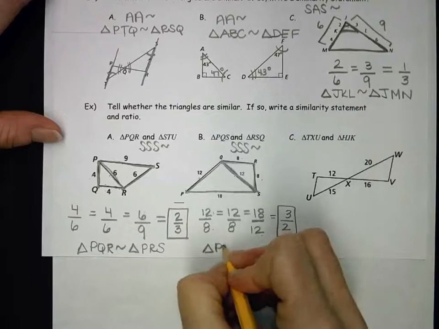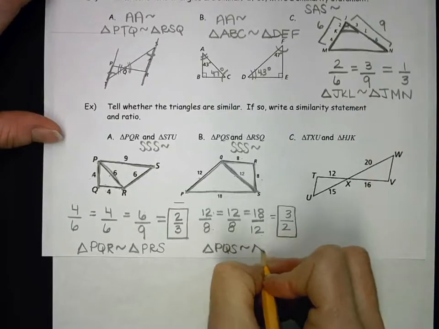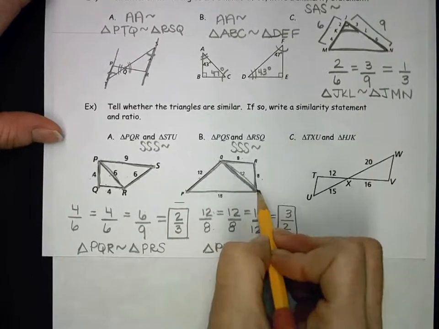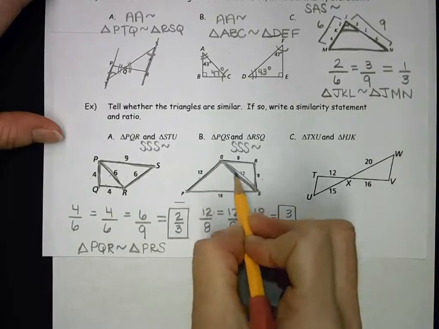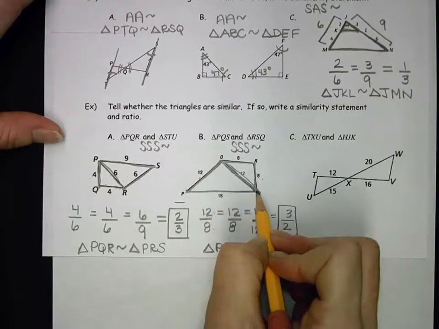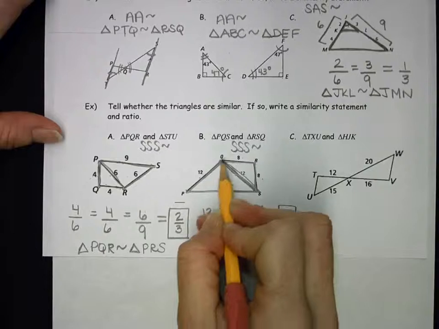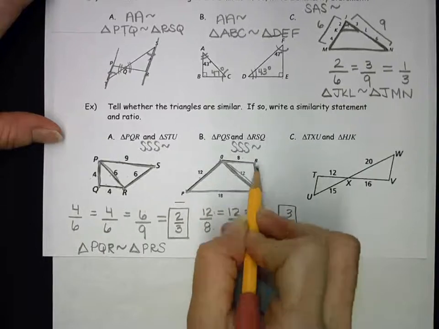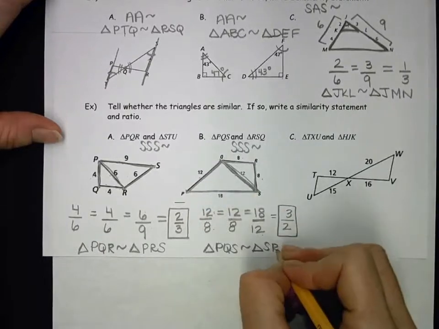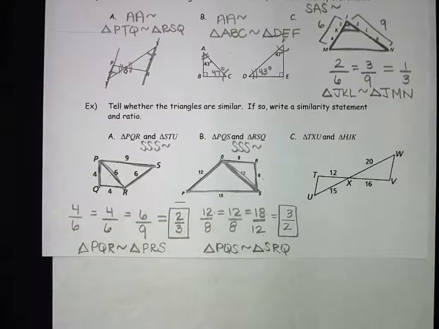So I'm going to go triangle PQS. So I'm going to go in the order of the two congruent sides of the isosceles triangle. So I'm going to go from P to Q to S, and that will match from S to R to Q. Because these are isosceles triangles, both of these last two examples, the similarity statements could be written a little bit different and still be correct.